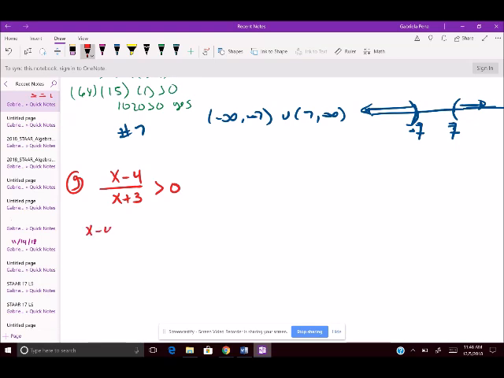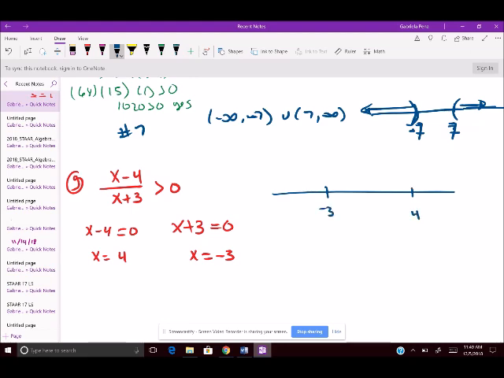Both your numerator and your denominator. And it's the same thing. Both your numerator and your denominator. So x here would be a what? 4. And x here would be a negative 3. So when I think of a number line, this is going to be a negative 3, and this is going to be a 4. So even though it's not a problem that you factor, it's this type of problem, you still set each function equal to 0.